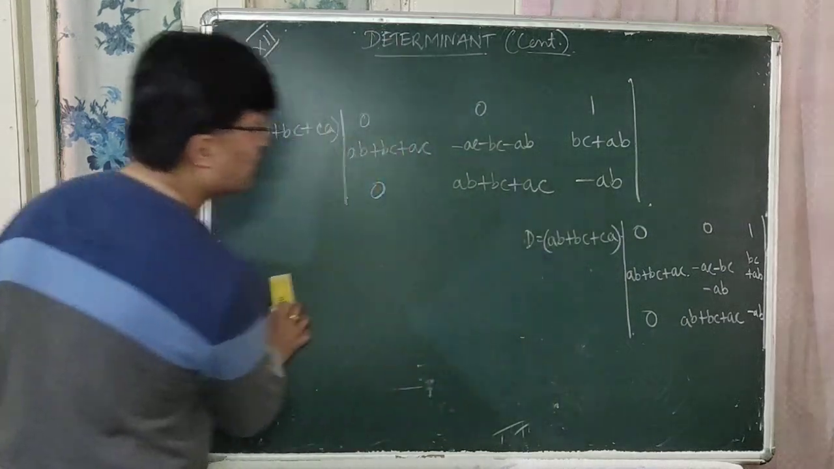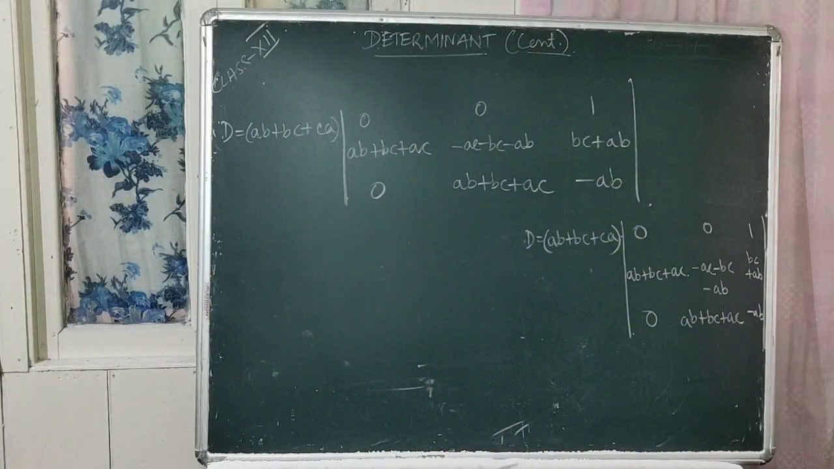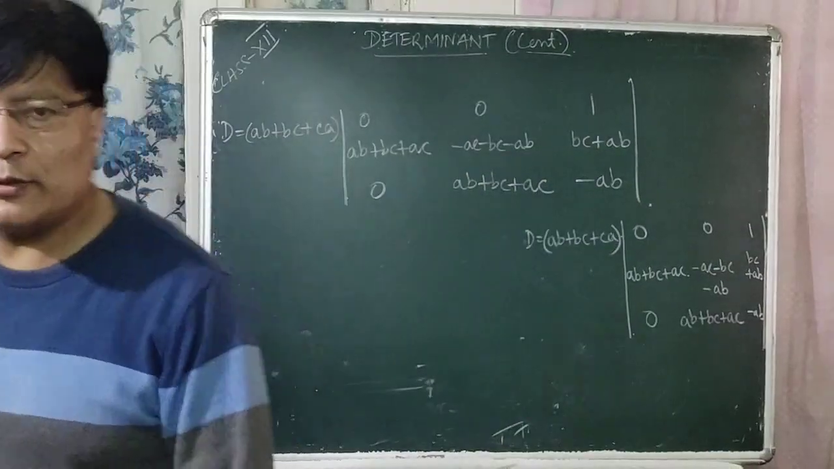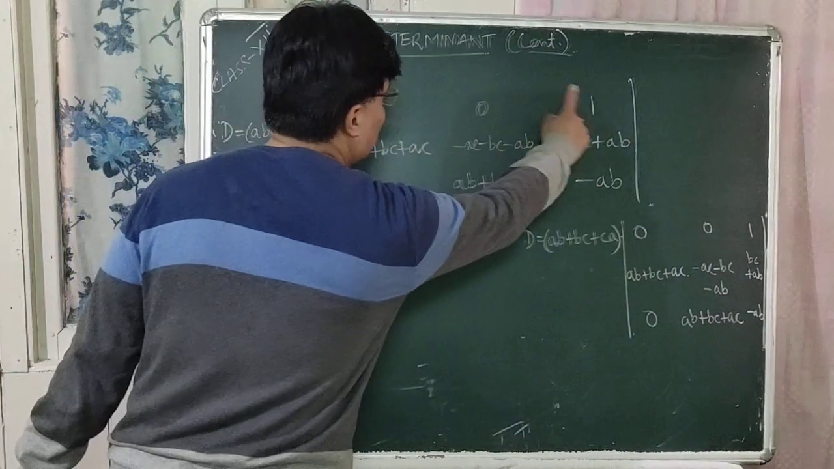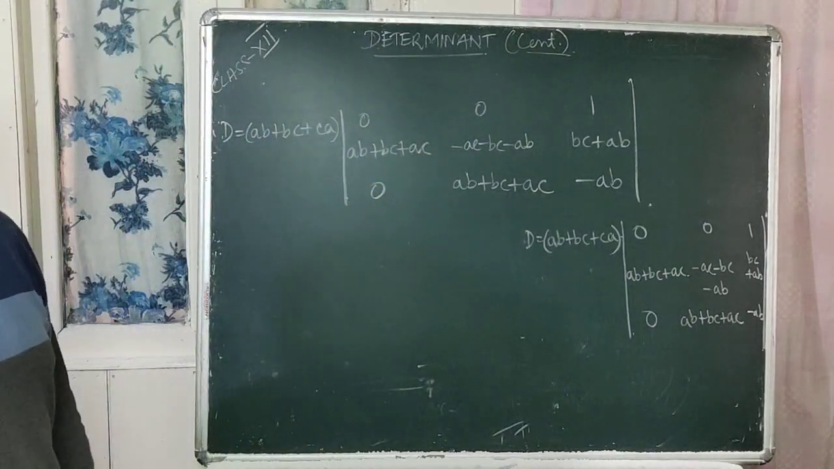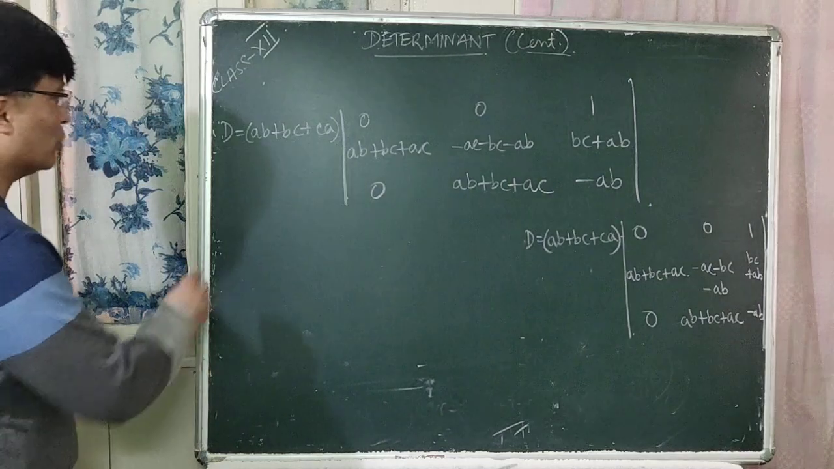Now you can copy it. So next, what will you do? You can expand it with respect to the first row because there are two elements 0 in this case. Now let us expand it with respect to the first row.